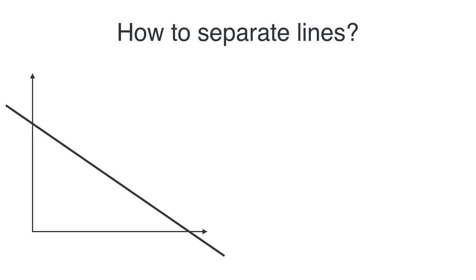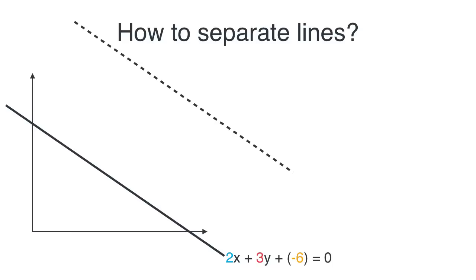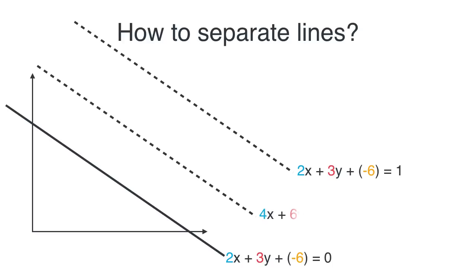So let's look at this line, for example, 2x plus 3y plus minus 6 equals 0. And let's just look at one side of it, 2x plus 3y plus minus 6 equals 1. So why is it that this line in between, the equation 4x plus 6y plus minus 12 equals 1, is exactly in the middle? Well, 4x plus 6y plus minus 12 equals 1 is the same line as if I divide the entire thing by 2, including the 1. So if I divide, I get 2x plus 3y plus minus 6 equals 0.5, the exact same line.